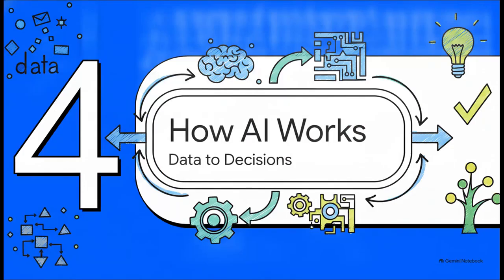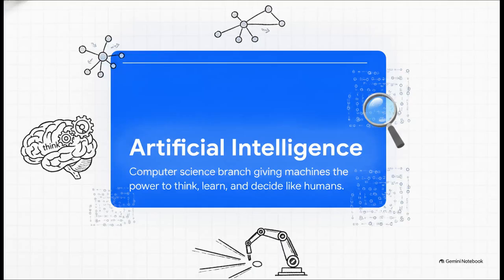Section 4, How Artificial Intelligence Works, From Data to Decisions. AI. It's the ultimate buzzword right now, isn't it? But at its core, it's really just a branch of computer science. It gives machines the ability to think, learn, and make decisions, kind of like we do. Instead of just blindly following some rigid, pre-programmed rules, AI can actually adapt and solve problems dynamically.